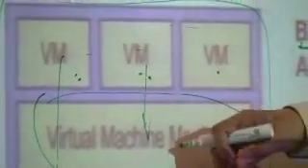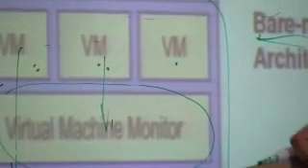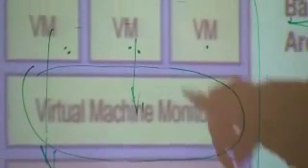Whereas in this case, it still acts like a kind of protection by intercepting all these requests, but it's generally faster than this because there's no host operating system involved.